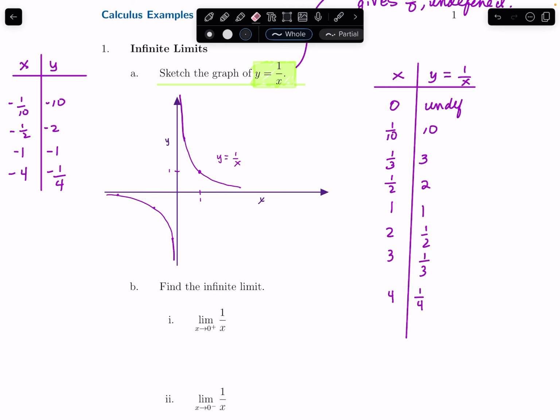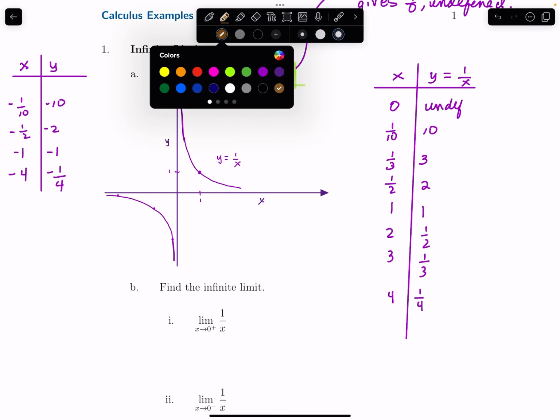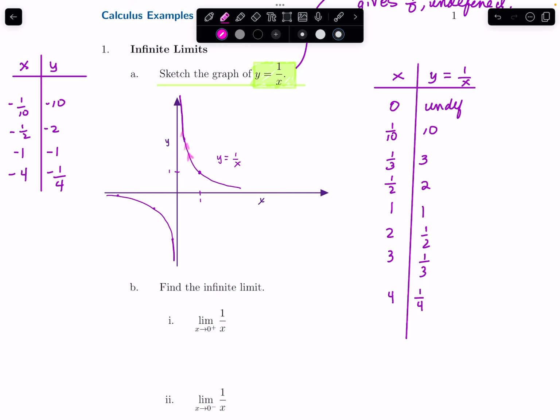I'm saying find the infinite limit as x approaches 0 from the right. So as x approaches 0 from the right, I'm going to indicate what's going on by drawing these little arrows. This is to the right of x equals 0 over here, but I'm getting closer and closer to 0. As x gets closer to 0, what happens to y equals 1 over x? It's not approaching a number, so actually the limit doesn't exist. But we have this special thing, which is an infinite limit.